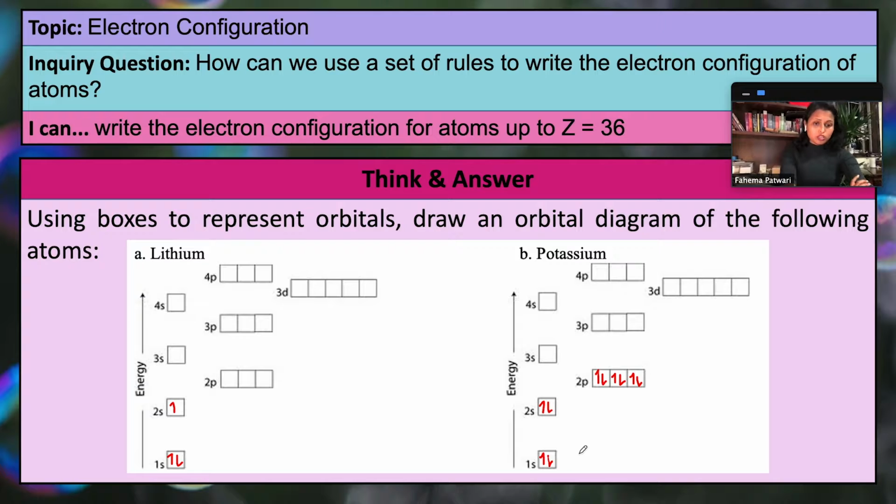I need 9 more. So let's put 2 in 3s. All right, 7 more to go. 1, 2, 3, 4, 5, 6. So that is 18. I need to put down 1 more. So I put that in 3d? I just completed 3p. Do I put that in 3d or do I put that in 4s? Remember, the rule is whatever is lower in energy. And as we can see by the y-axis here, 4s is a little bit lower in energy than 3d. So that last electron will go into 4s.